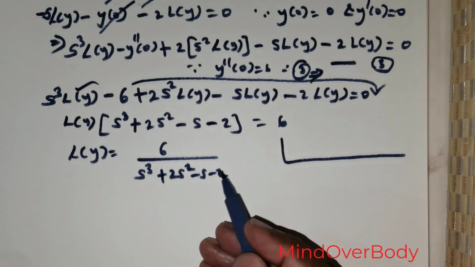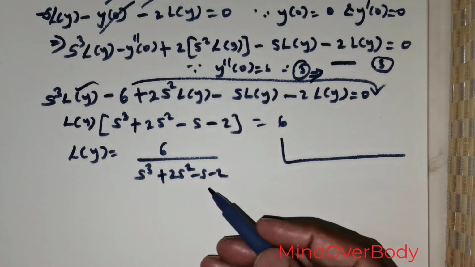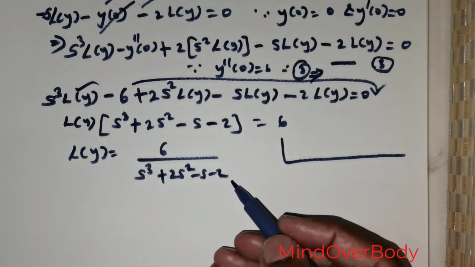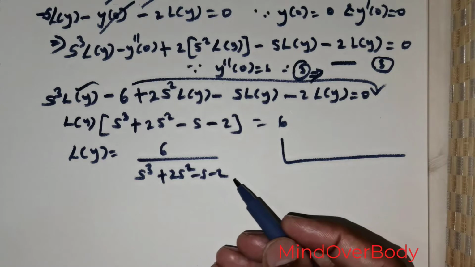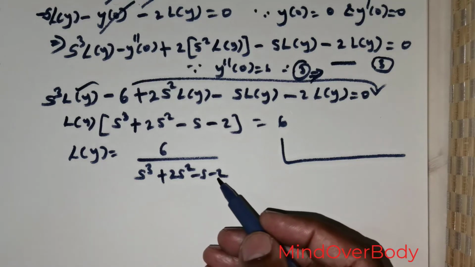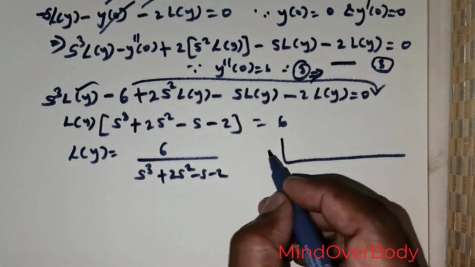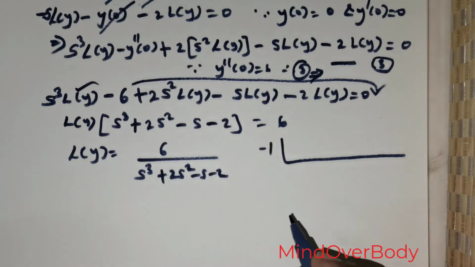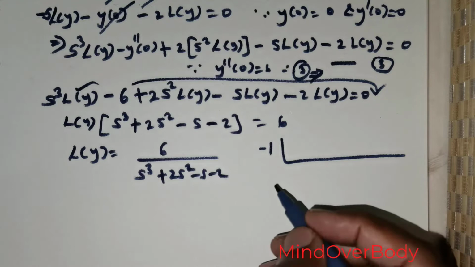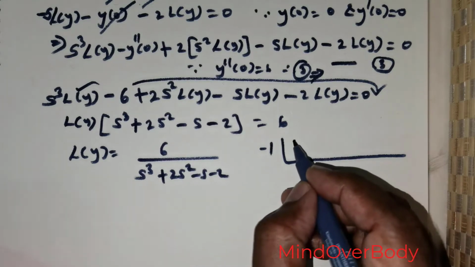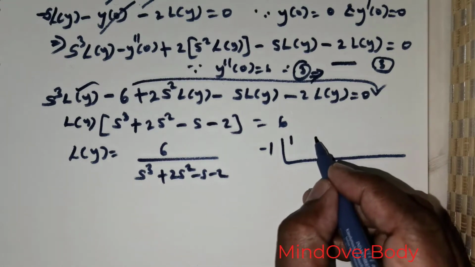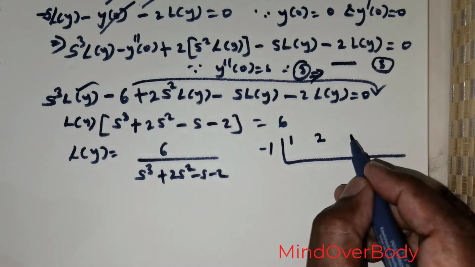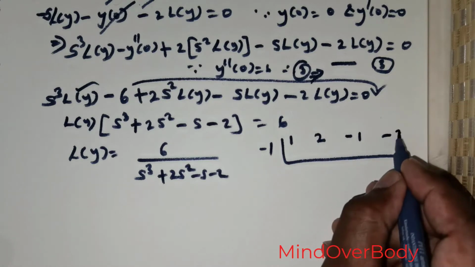So since 2 is present in the constant term, we can make a choice by using the guess and check technique. The factors of 2 are plus 1, minus 1, plus 2, minus 2. So I will take negative 1 as a choice. I'm trying to factorize this. The coefficient of s cubed is 1, the coefficient of s squared is 2, the coefficient of s is negative 1, followed by negative 2.